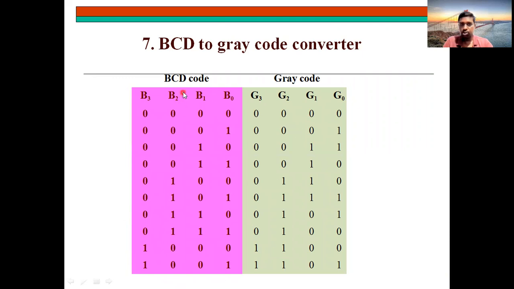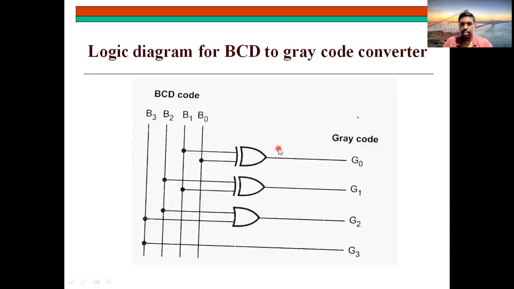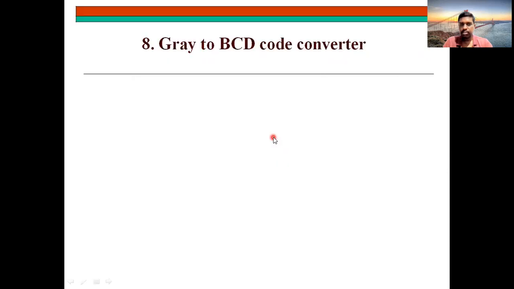Okay, so you know how to convert right now. 0 to 9 means this BCD will be the same as your binary also. So already you know how to convert binary to gray. Likewise, convert the binary to gray, and by using K-map find the expressions. You will get these values, and you can draw the diagram. Okay, and this is the last one.